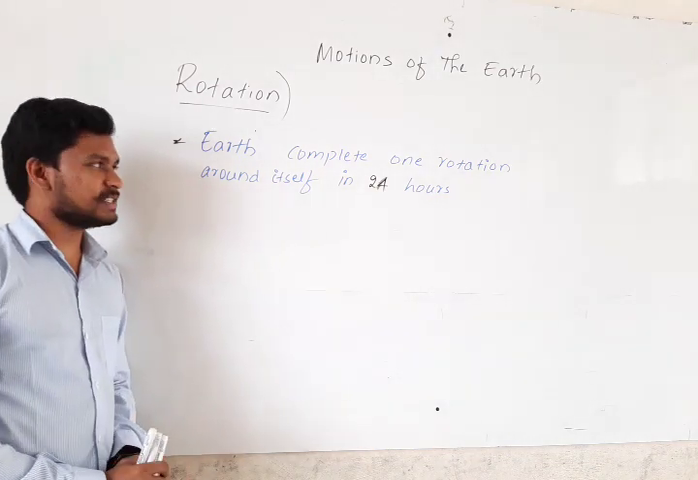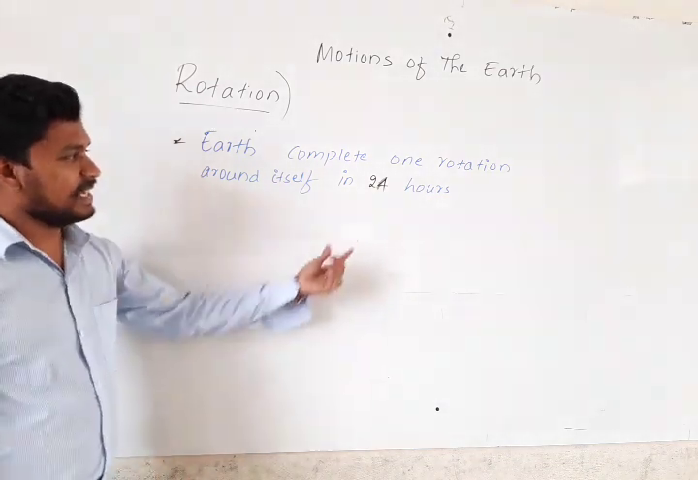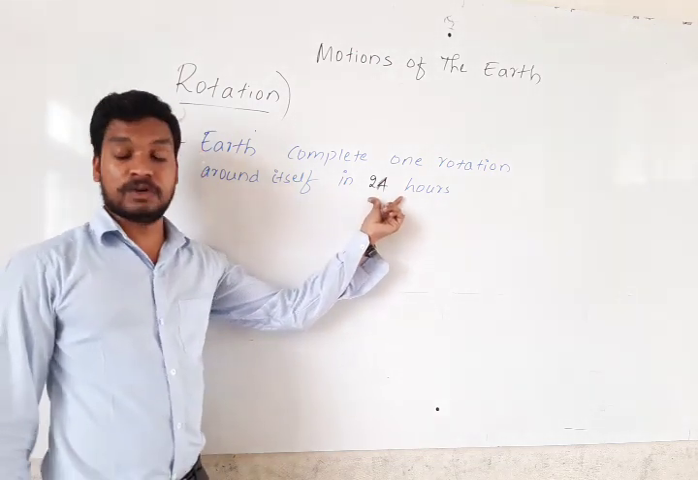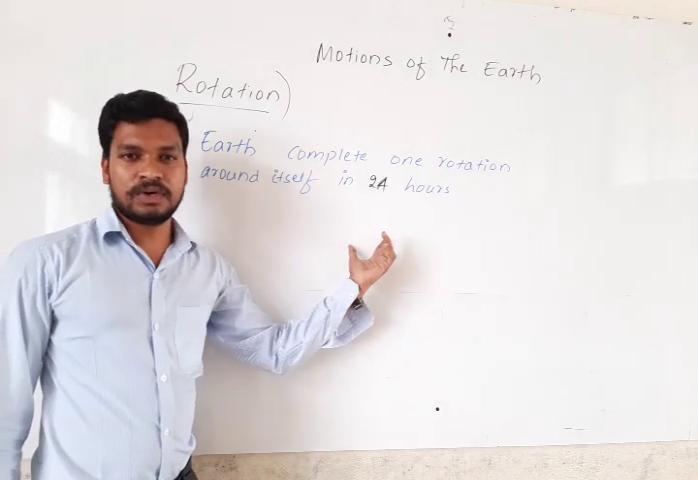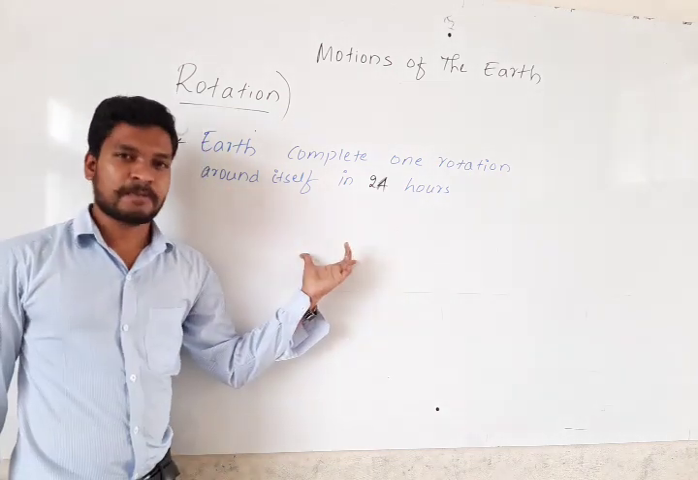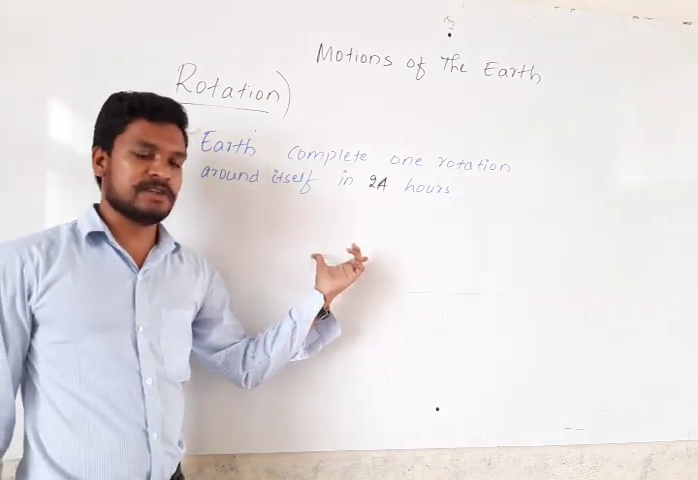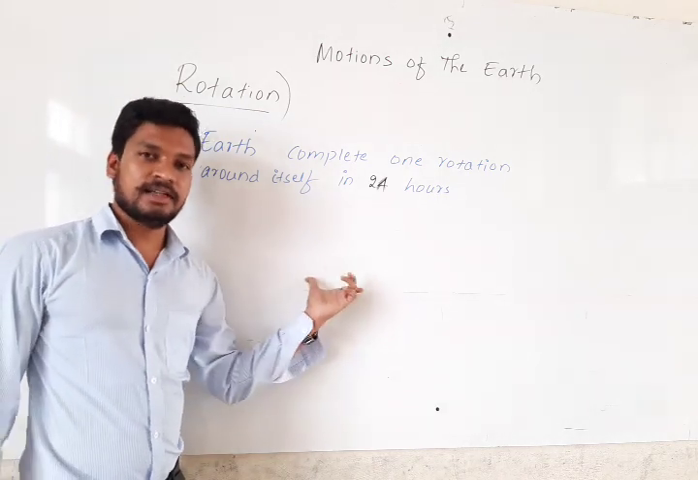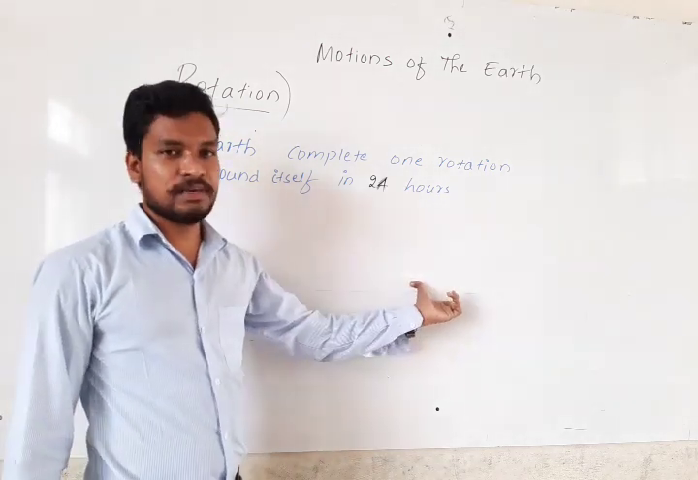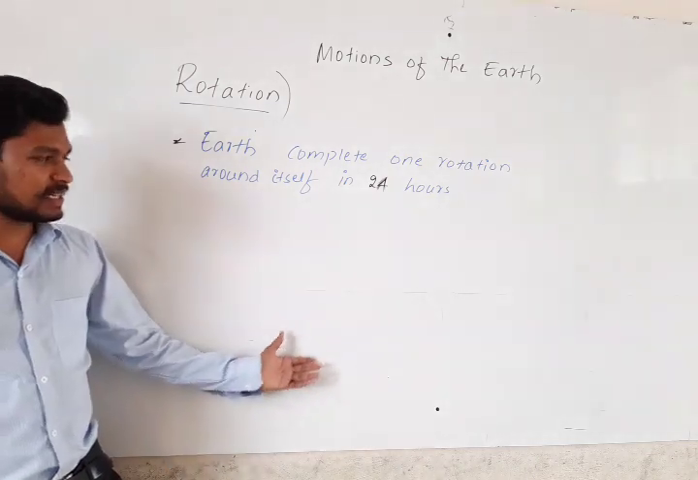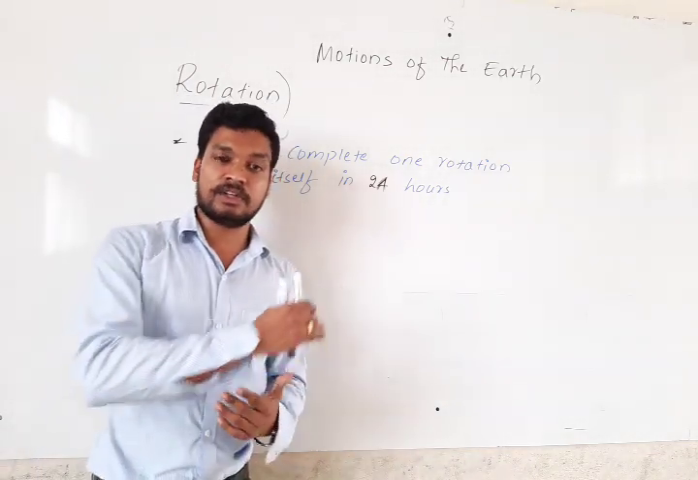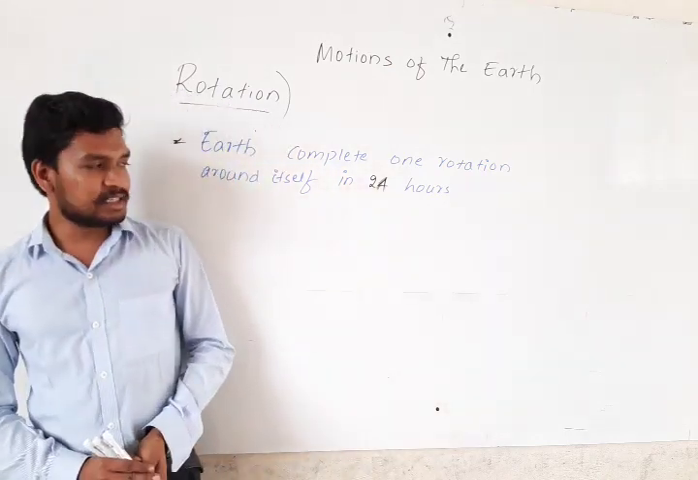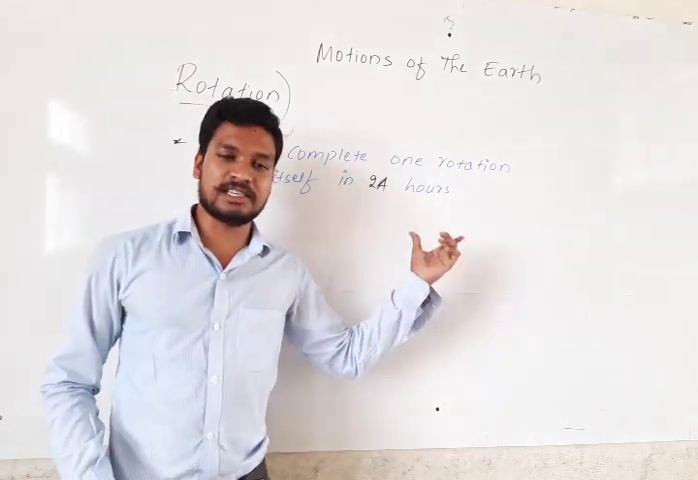one rotation around itself. So in this one, 24 hours, one rotation, this 24 hours is divided into 12 and 12 hours. For 12 hours, the Earth's surface faces more sun, so it's called a day, and the remaining 12 hours is a night. So exactly, the Earth surface doesn't get sunlight for 12 hours, and it doesn't get darkness for 12 hours.